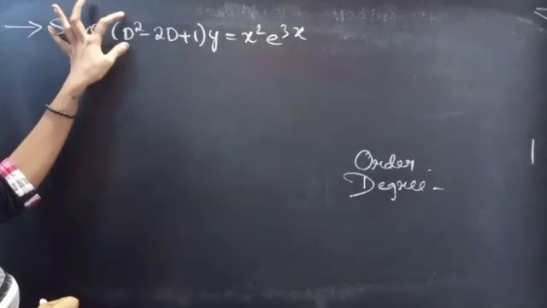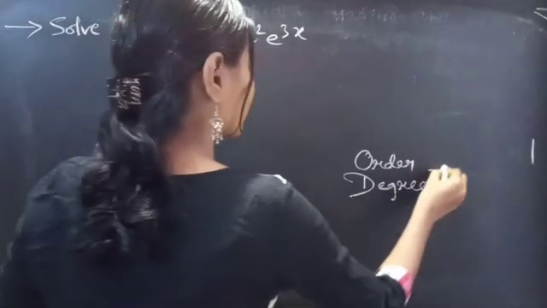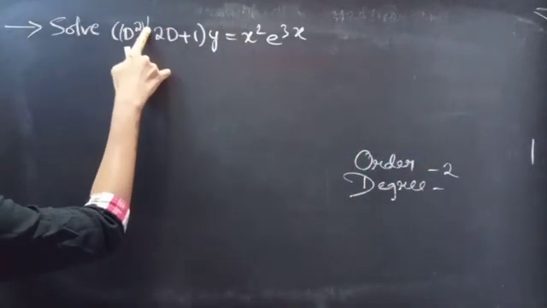Identify the highest derivative. Here D² is the highest derivative, so our order will be 2. And the highest power of the highest derivative is our degree. Degree is 1.